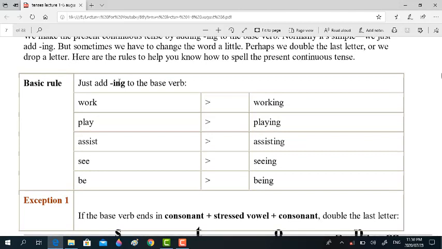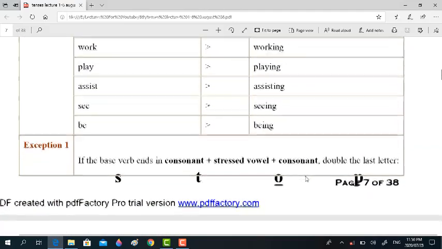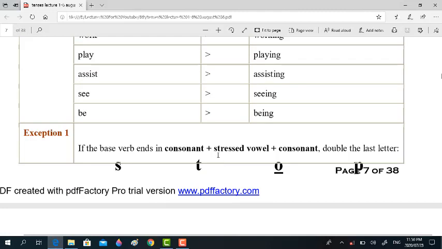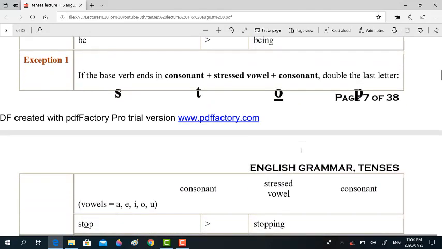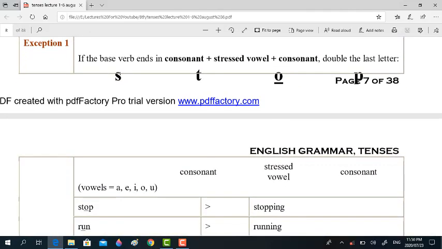Basic rule: just add ing to the base verb. Walk, walking; play, playing; assist, assisting; help, helping; see, seeing; and be, being. Right. Exception: if the base verb ends in consonant plus vowel plus consonant, double the last letter. This is really important. If the base verb ends in a consonant, not only a consonant, but if it is a stressed consonant plus stressed vowel followed by a consonant, then you should double the last letter.